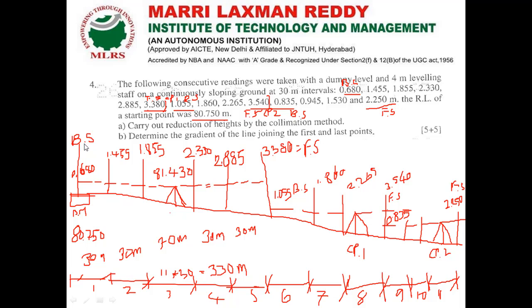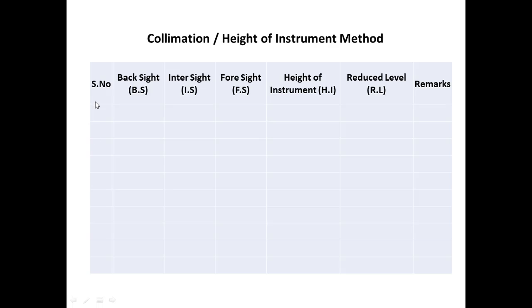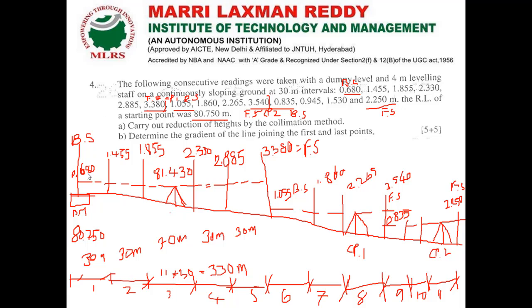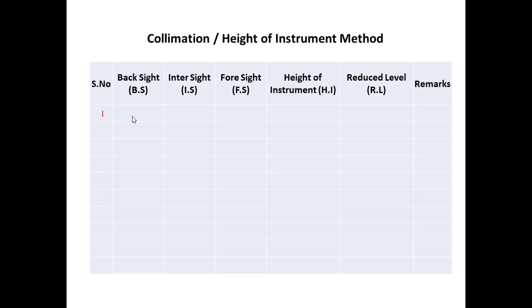So whatever we have drawn here, we can convert this diagram in the form of a tabular column. The table consists of serial number, backsight, intersight, foresight, height of instrument, reduced level and remark. Serial number, first one. Our first reading is 0.680, that should be in backsight.